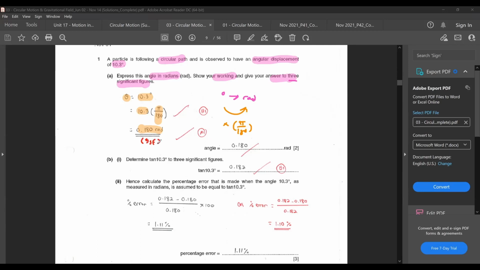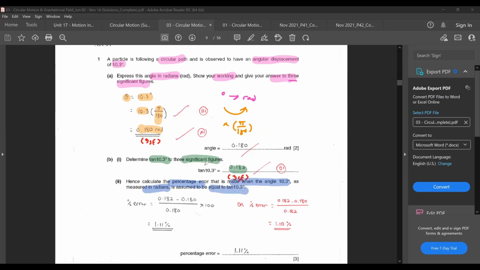Then after that, they will ask you to determine tangent 10.3 degrees to 3SF. So use a calculator, find the value of tangent 10.3. You're going to get 0.182. Again, this one it must be up to 3SF. Then last question. Hence, calculate the percentage error that is made when the angle 10.3 degrees as measured in radians is assumed to be equal to tangent 10.3 degrees.